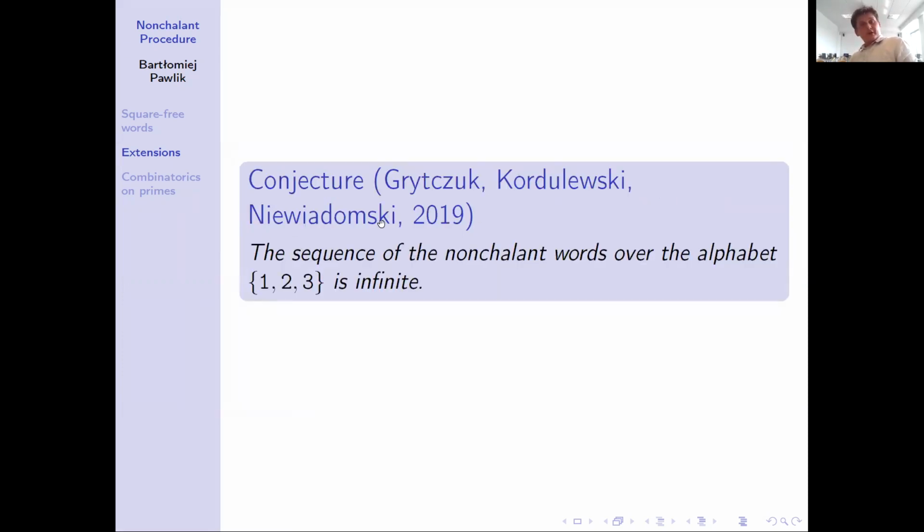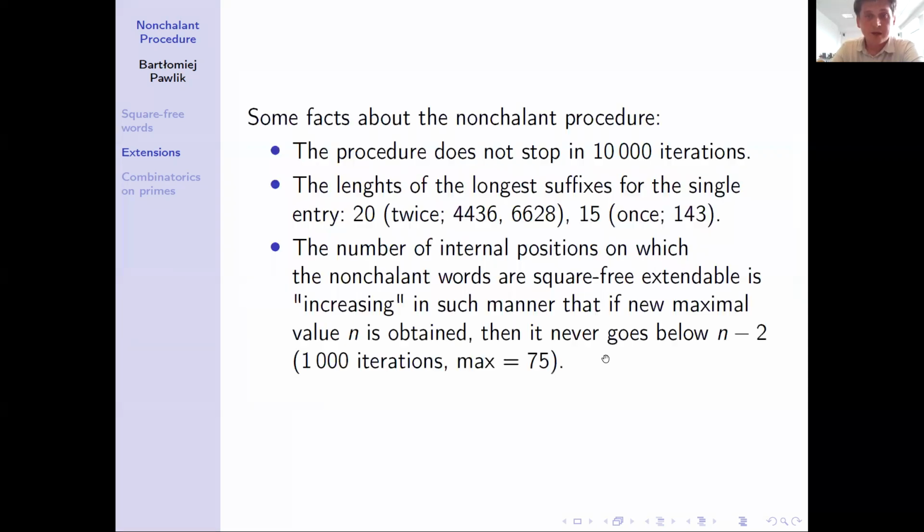So Gryczuk, Kordulewski, and Niewiadomski conjectured that the sequence of nonchalant words over the alphabet 1 to 3 is infinite. It says that we can't get any extremal word by generating the following words in this sequence. And we don't know the answer yet if this is true. But we have some facts about this procedure.